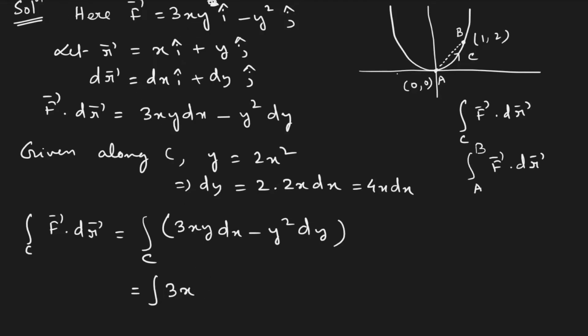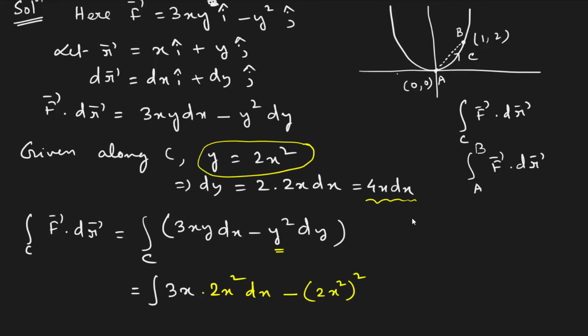What is y? You see here, y. So from here, we'll put the value of y. Y equal to how much? Y is 2x square, and then dx minus. Then again, y square is there. So in place of y square, what will we write? 2x square whole square. Now we cannot write dy. In place of dy, we have to put 4x dx.